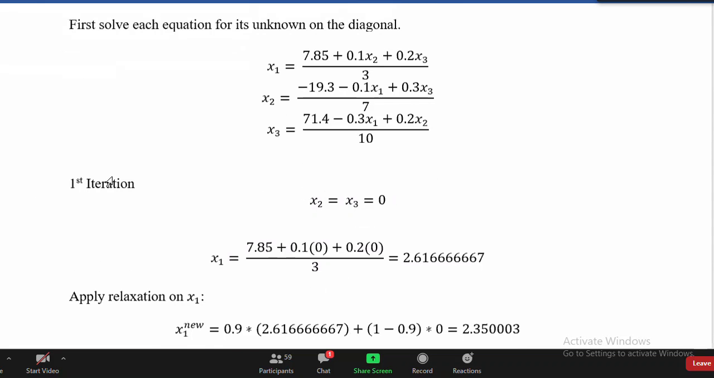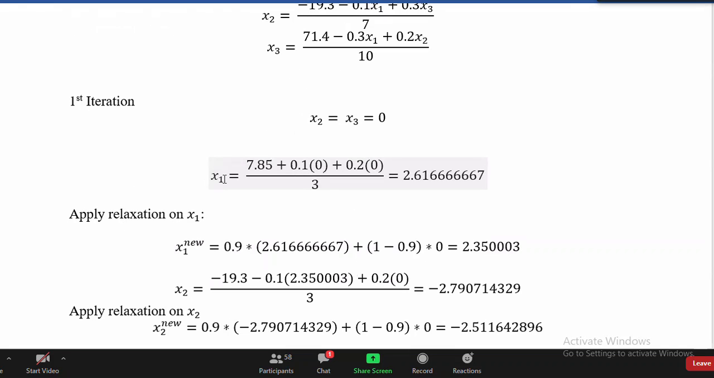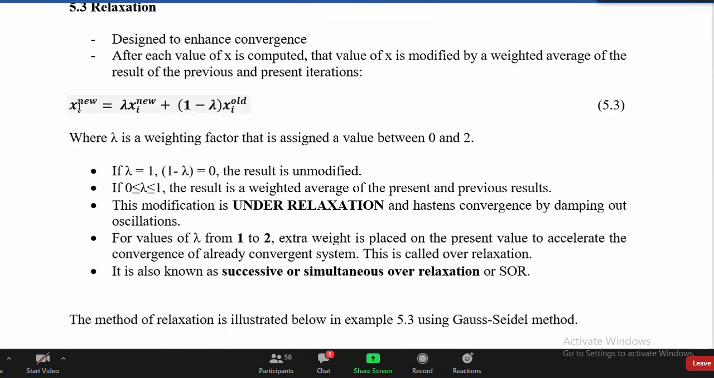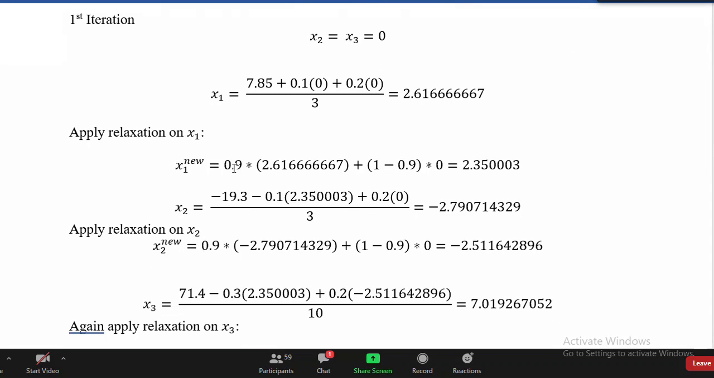All right, so first iteration, x equals 0. So substitute here. This is 2.61666667. Then we relax x1 immediately. You must relax it before you substitute to calculate x2. See, we relax the x1 we calculated by substituting it into the relaxation equation, equation 5.3. So we have 0.9, which is lambda, times the x1 we calculated, plus 1 minus lambda, 0.9, times the previous, which is 0.